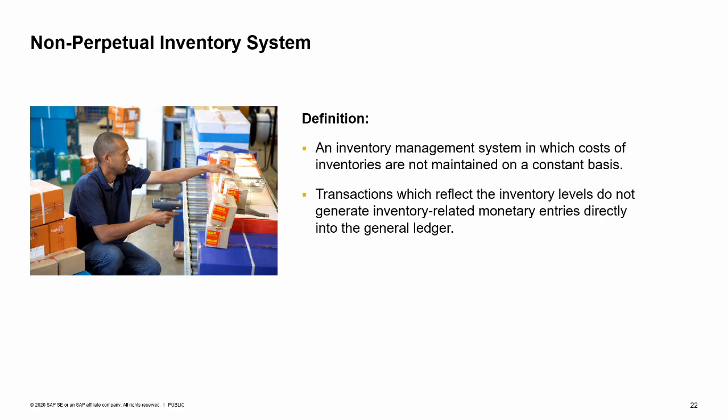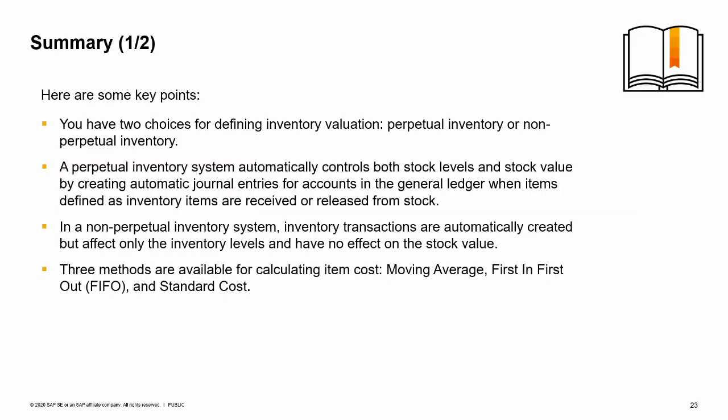You have two choices for defining inventory valuation: perpetual inventory or non-perpetual inventory. A perpetual inventory system automatically controls both stock levels and stock value by creating automatic journal entries for accounts in the general ledger when items defined as inventory items are received or released from stock. In a non-perpetual inventory system, sales, purchasing, inventory, and production transactions automatically create inventory transactions which affect only the inventory levels and have no effect on the stock value. However, it is possible to get an estimate of inventory value using different inventory reports.